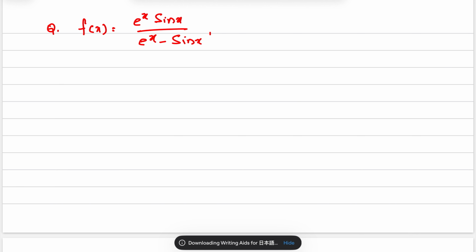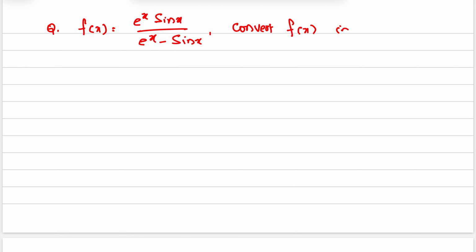What is the question given? Given question is function x is equal to e to the power of x into sin x whole divided by e to the power of x minus sin x. We have to find this particular function value, convert this function into function x into a series summation sigma n is equal to 0 to infinity an into x to the power of n.